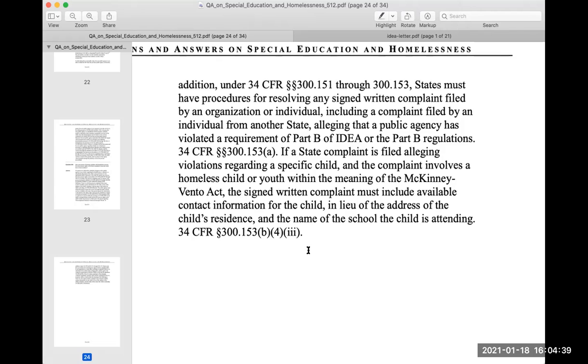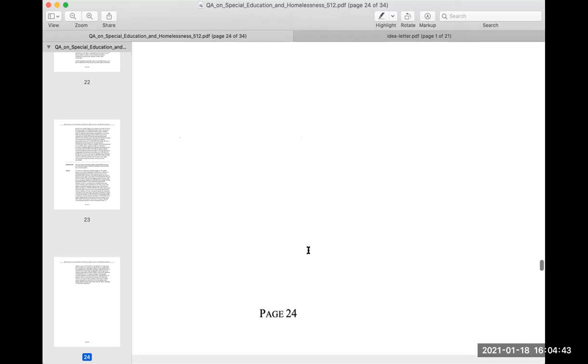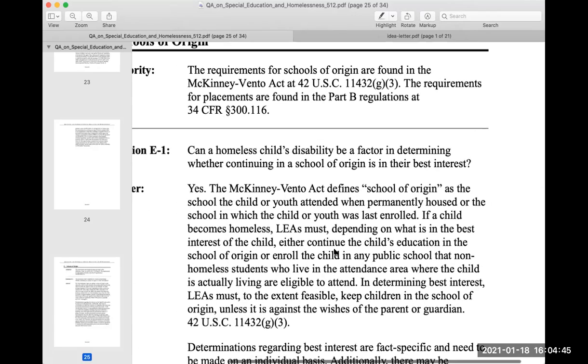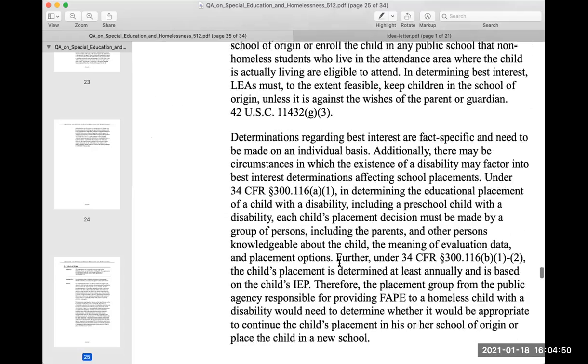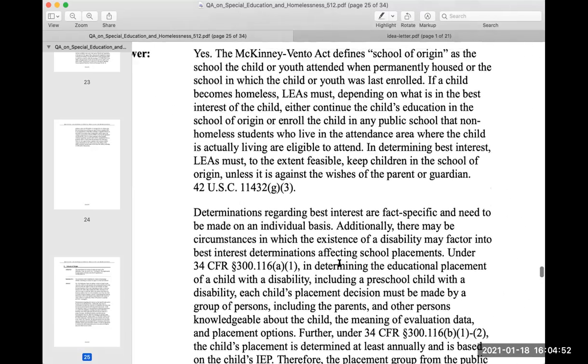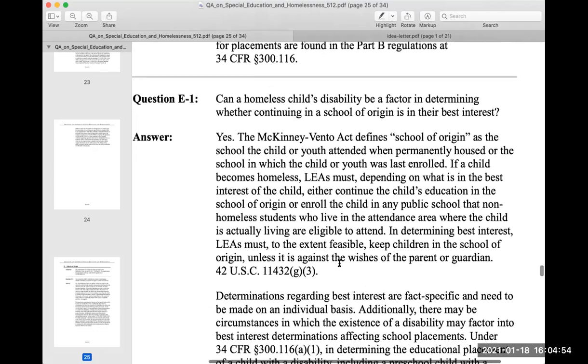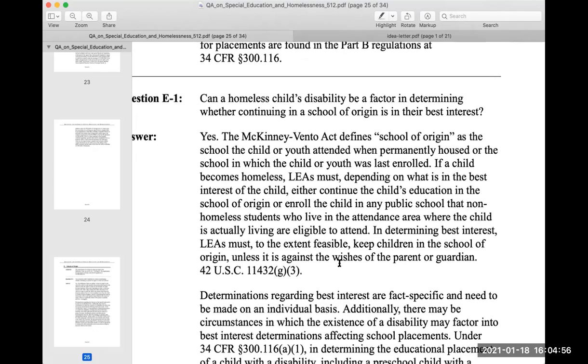34 CFR paragraph 300.507(b). If the homeless child or youth has no parent within the meaning of 34 CFR paragraph 300.30, the child's surrogate parent would exercise due process rights on the child's behalf. See Section F of this Q&A document regarding unaccompanied homeless youth and surrogate parents.